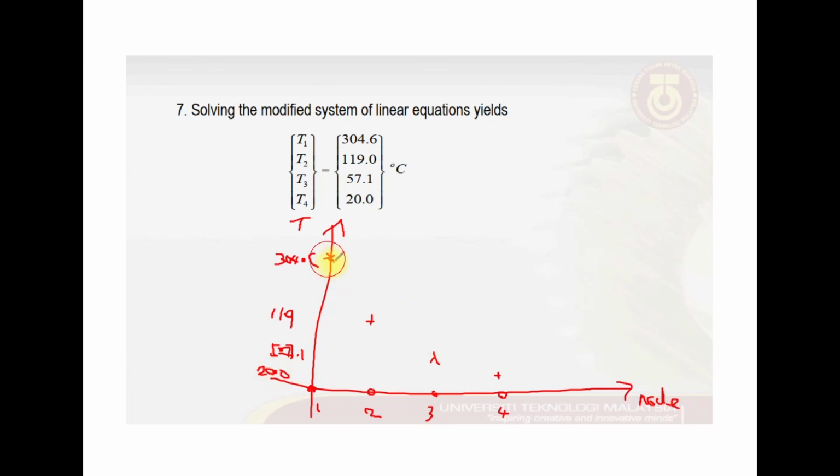So we can combine this plot here using a linear curve. Then this is actually representing how the temperature is distributed across our plane wall that we consider in this example.